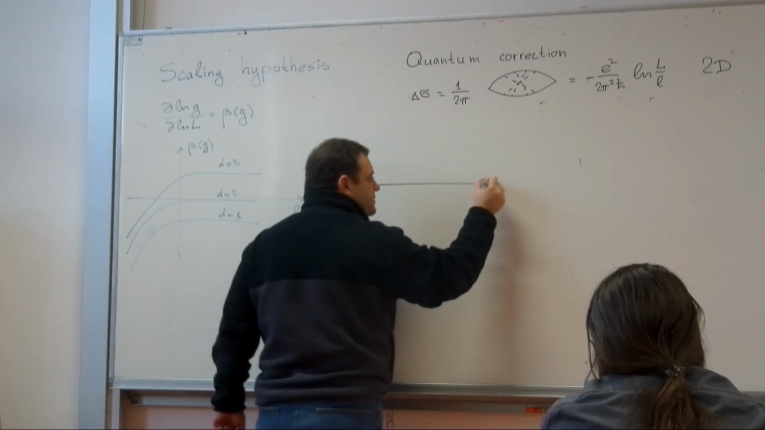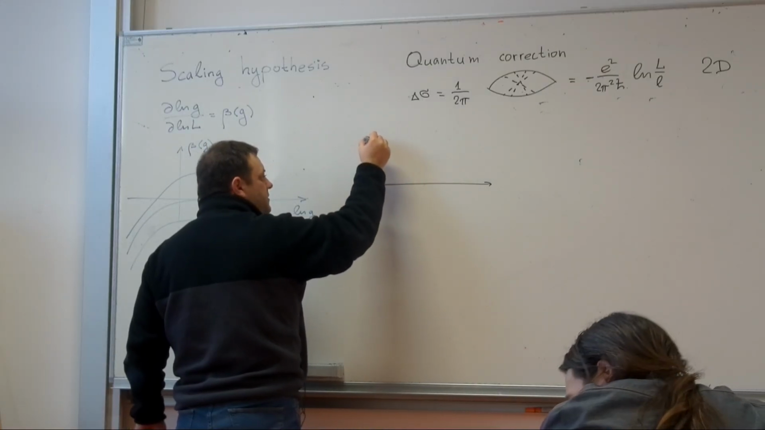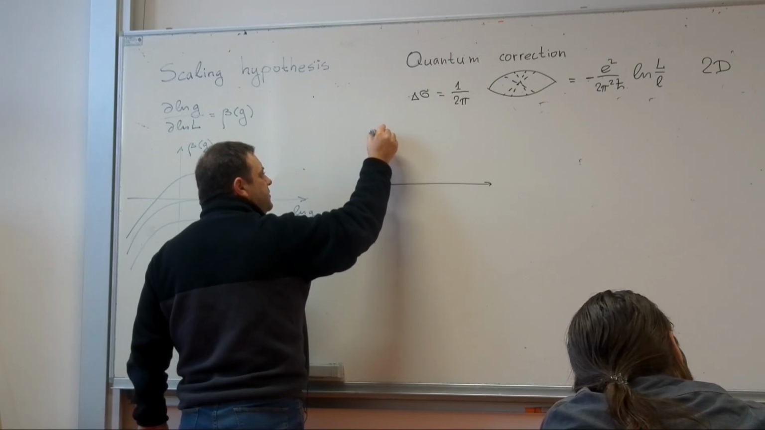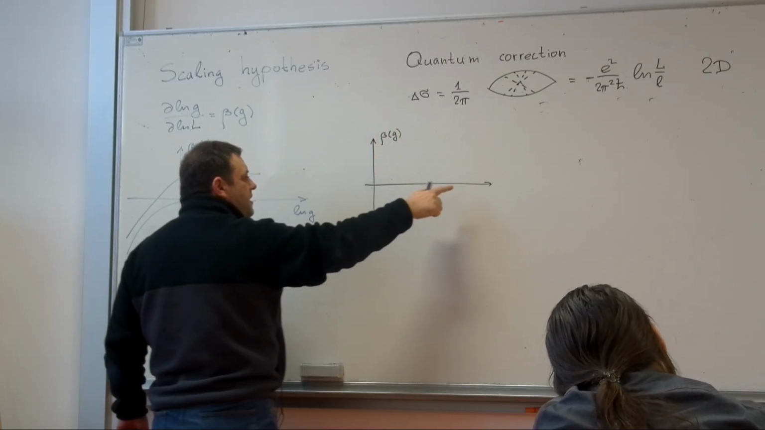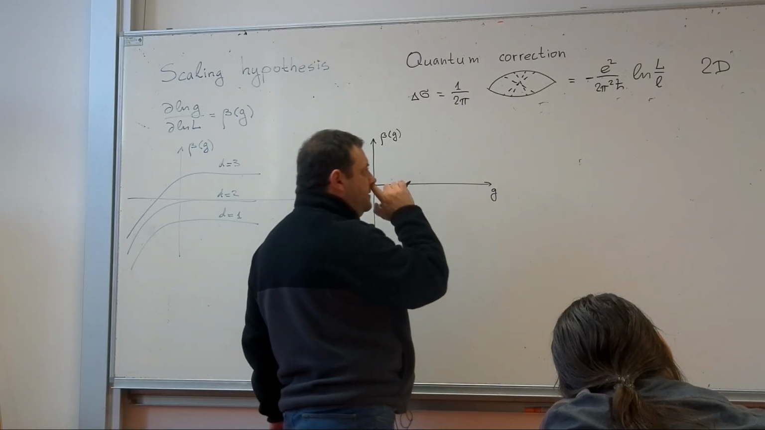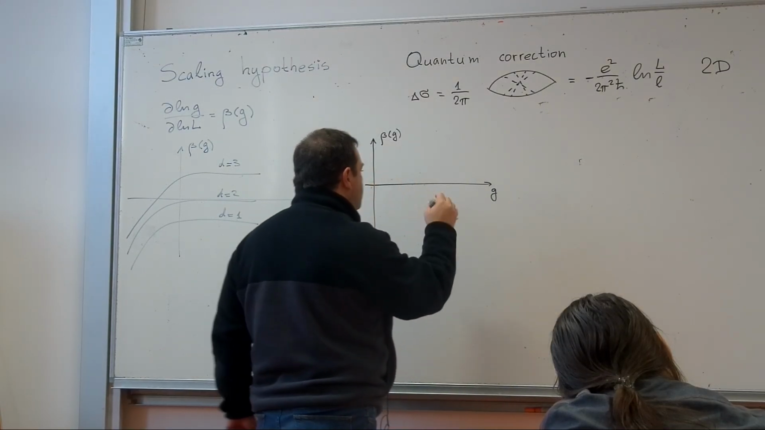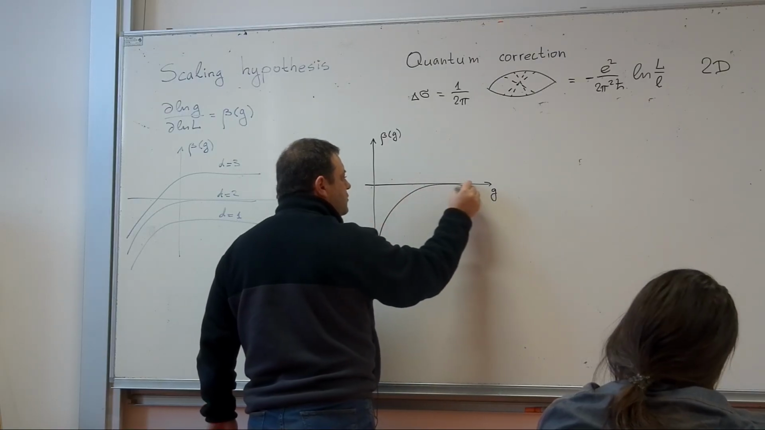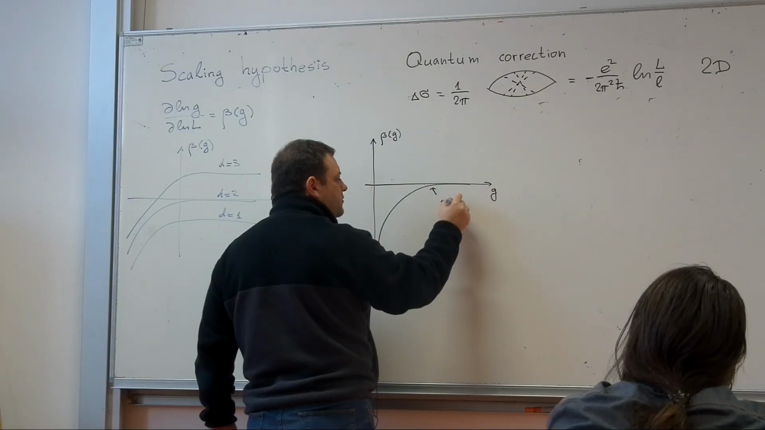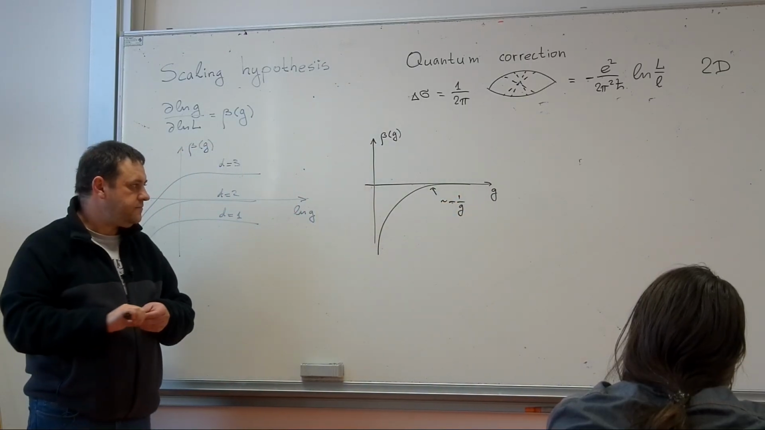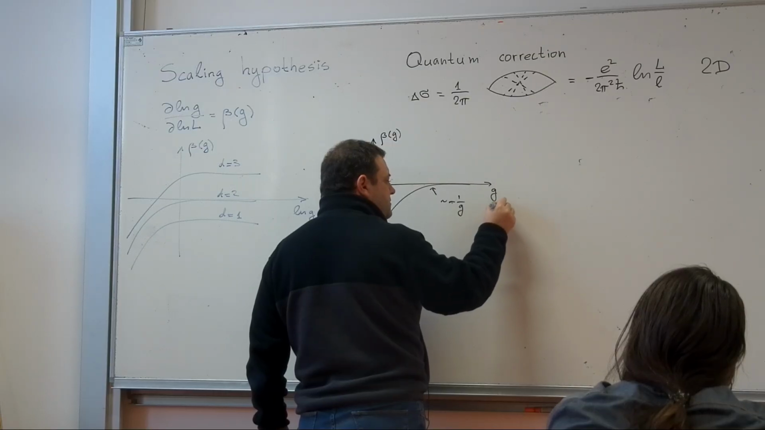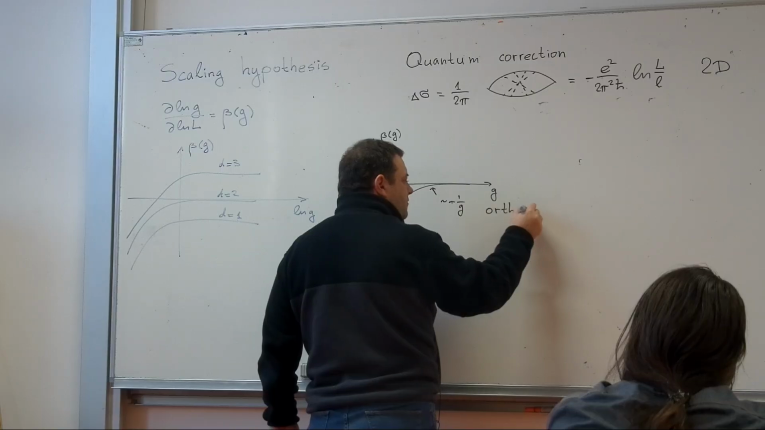So our conclusion was that this function beta of g, for the second time, we draw it differently. We say beta of g here, but just g itself, not logarithm, on the horizontal axis. And the conclusion was that this quantum correction is negative somewhere here. It behaves like minus 1 over g. And this case, as I told you, is called the orthogonal case.